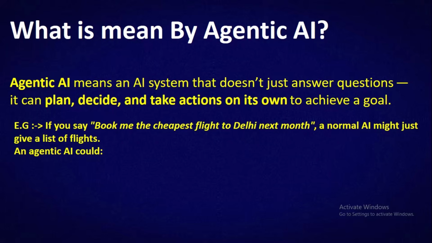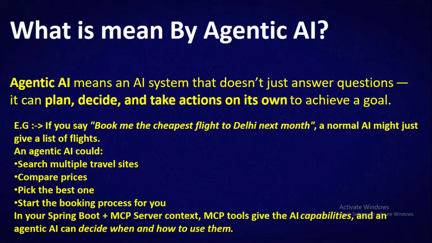But if you talk about agentic AI, what it will do is search multiple travel sites, compare prices, which is lower, which is higher, pick the best one for you according to your requirements and feedback, and start the booking process for you, based on your source location, destination location, and timing. Okay, it starts the booking process for you.